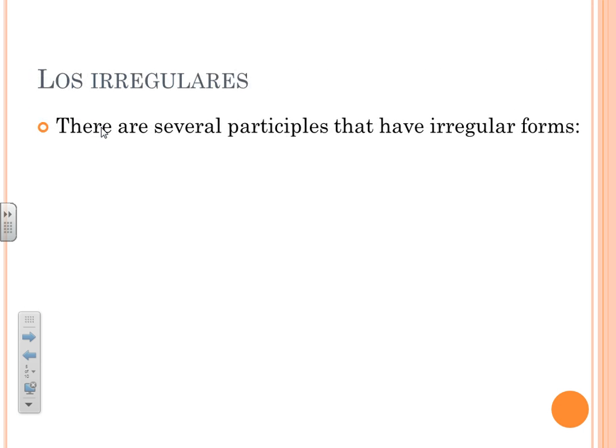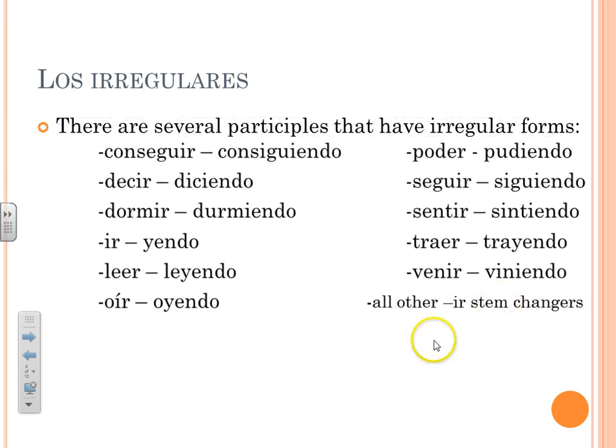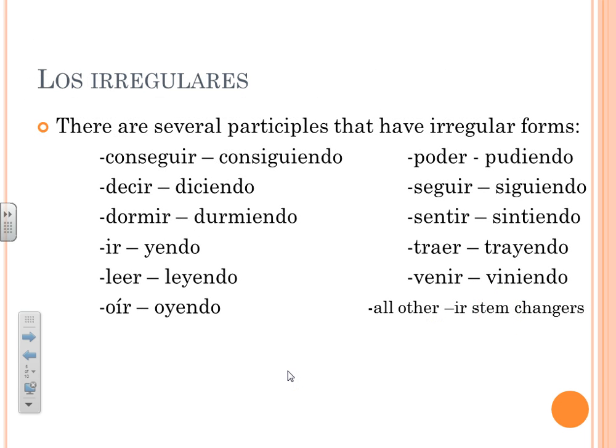Okay, los irregulares. Wouldn't be Spanish if we didn't have a few irregulars. There are several participles that have irregular forms. You'll notice we have many repeat offenders on those. Conseguir, decir, dormir, ir, leer, oír. Most of these verbs are already irregular in the present tense anyways. When we put them in the present progressive, they're still irregular. And it does include all IR stem changing verbs.